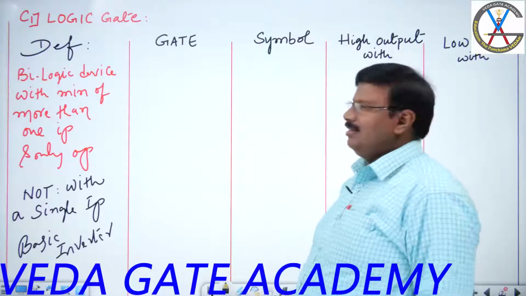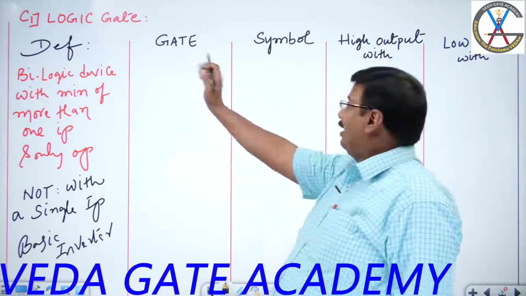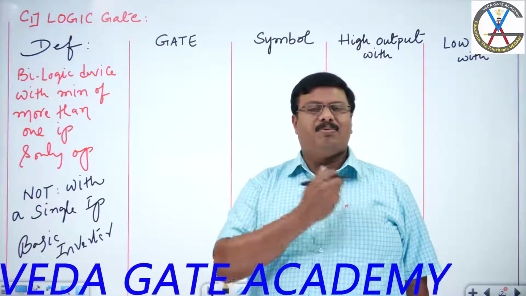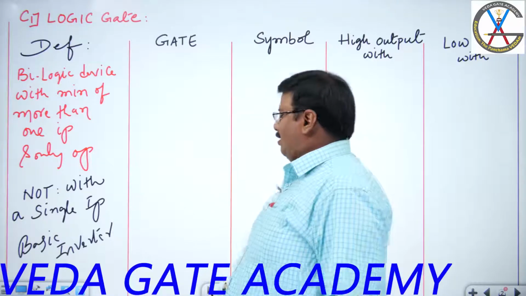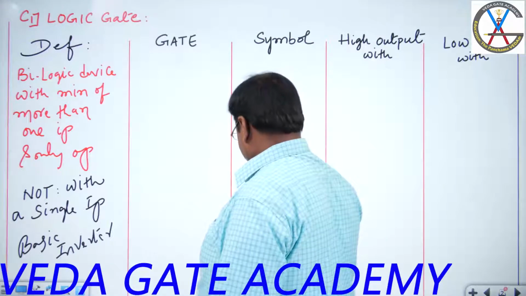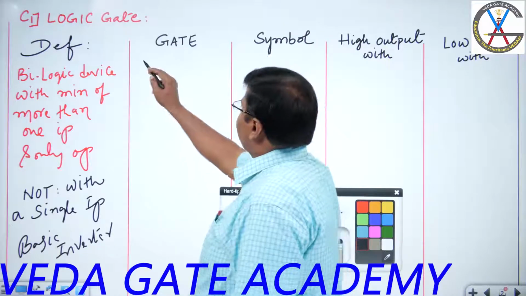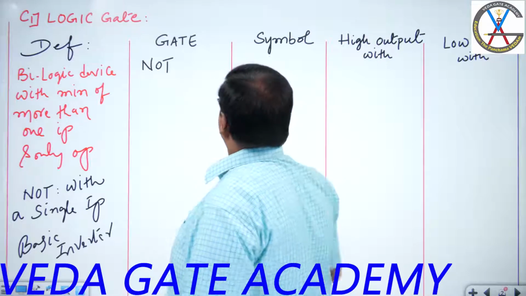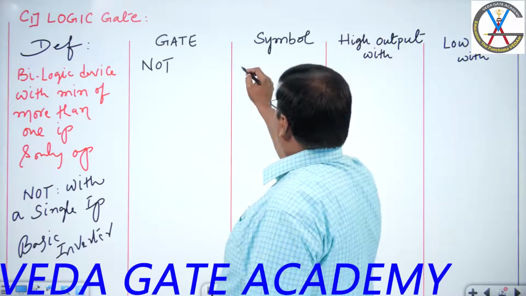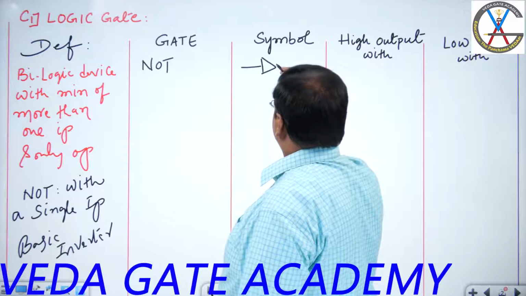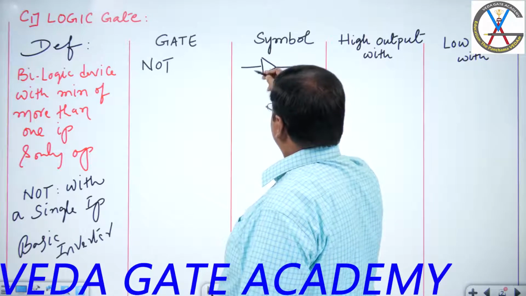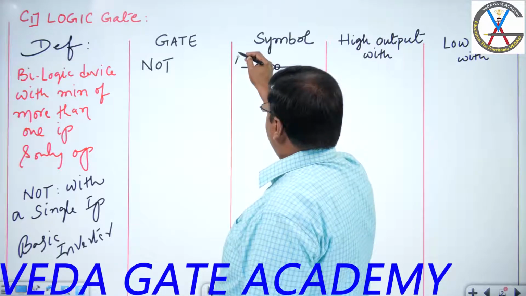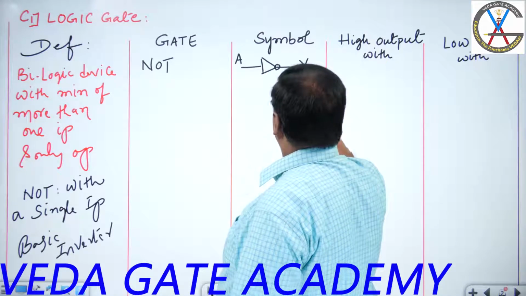Now, let us see the fundamentals of gates: gate, symbol, when will it get a high output, and when will it get a low output. We start one by one. The first fundamental gate, basic inverter, NOT. And the symbol of NOT is well familiar to you. Here is A and here is Y.